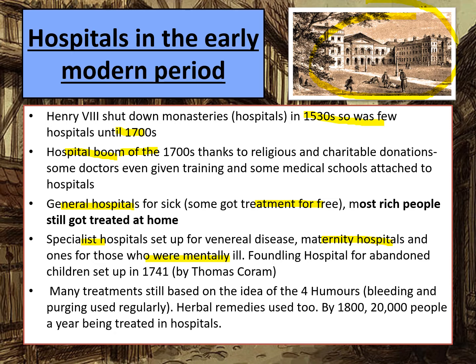So hospitals, generally at the start of this period in the 1450s, still lots of them around. After Henry VIII, around the 1530s, there were fewer hospitals, but the ones that were around were still using some of the earlier treatments of things like purging and bleeding. And then hospitals really start to change in the 1700s. So we've now come to the end of the early modern period. You might want to pause the video here if you want to make notes on that time period.